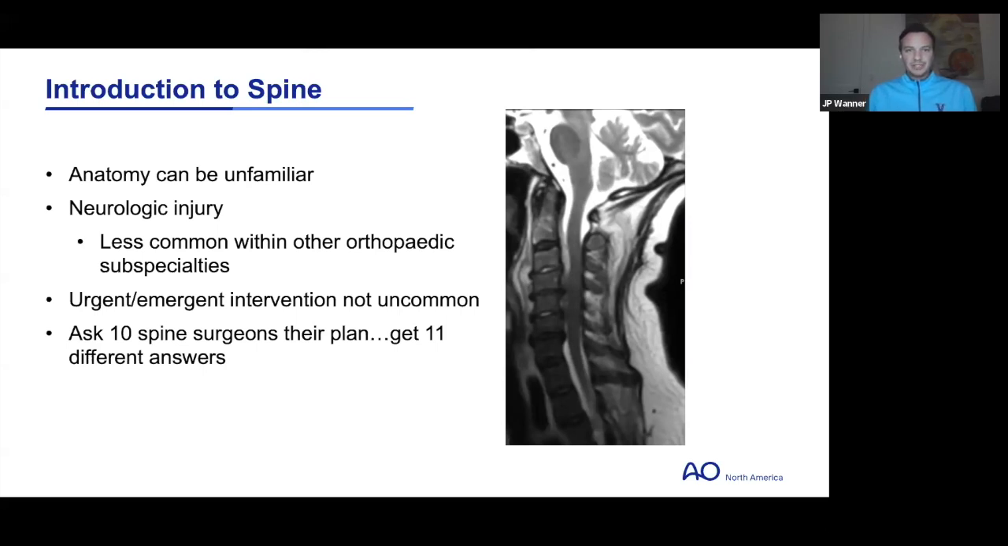That being said, spine is difficult and can be complex. There's an adage that we say: if you ask 10 spine surgeons, you're going to get 11 different answers, and that's true. So there are going to be some gray areas. It's not all black and white, and I think that's why it's important to kick it up the chain if you're unsure, especially early on in your training.